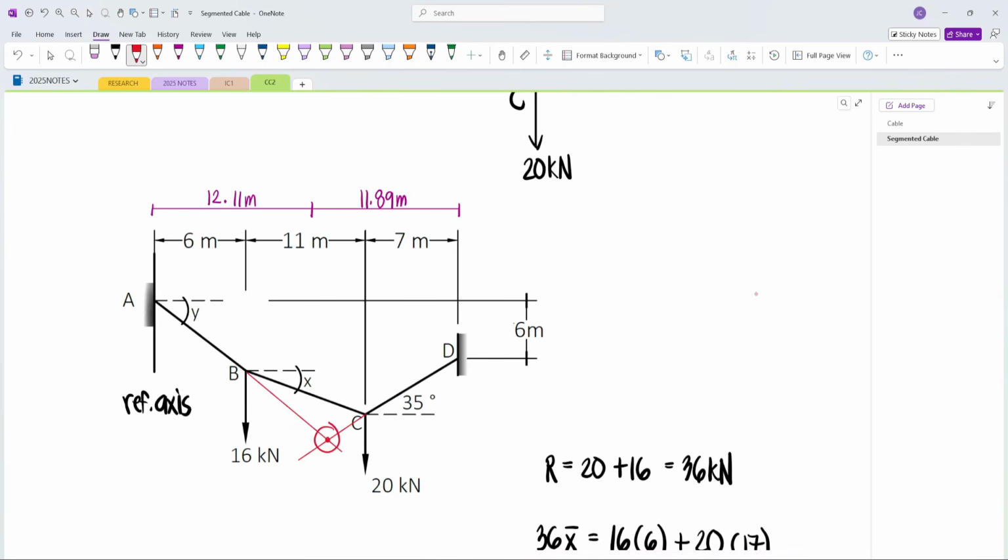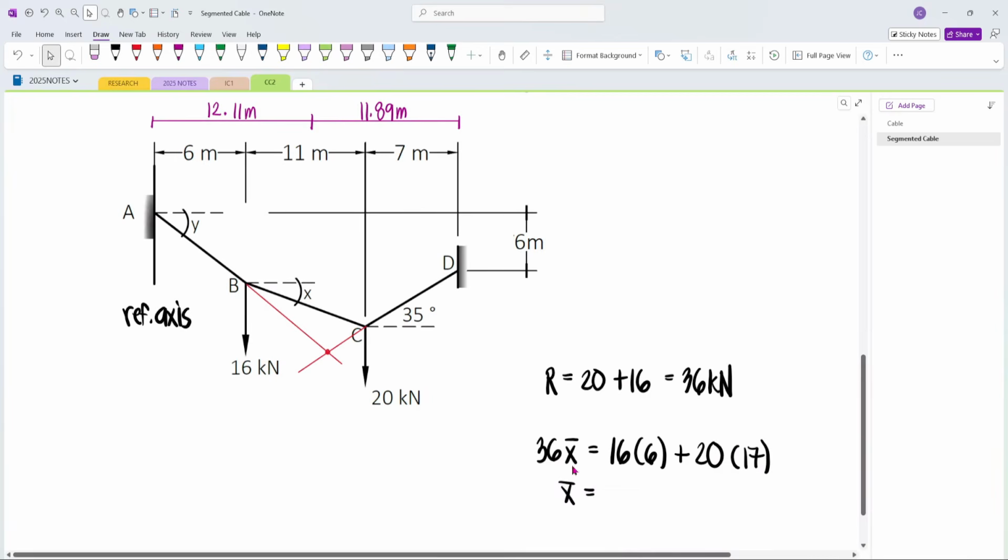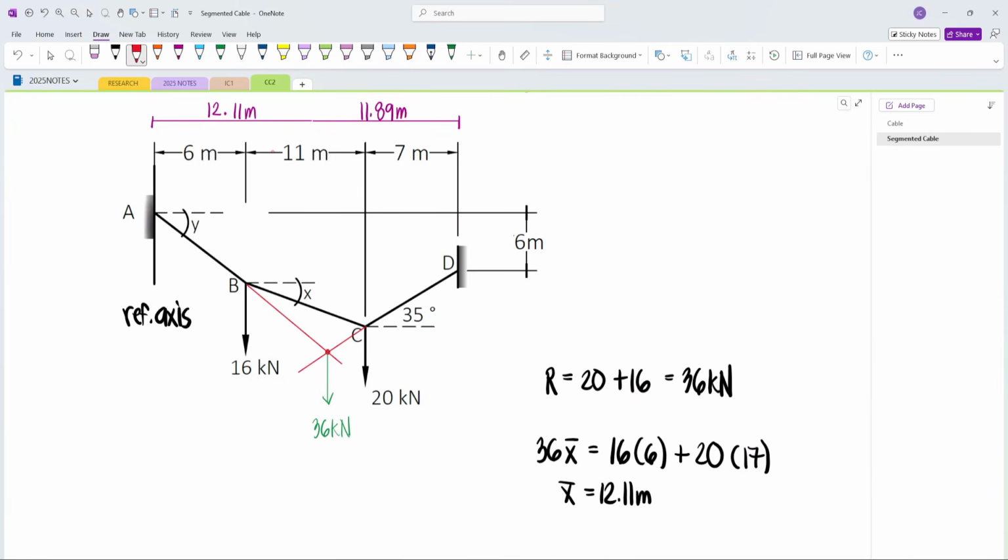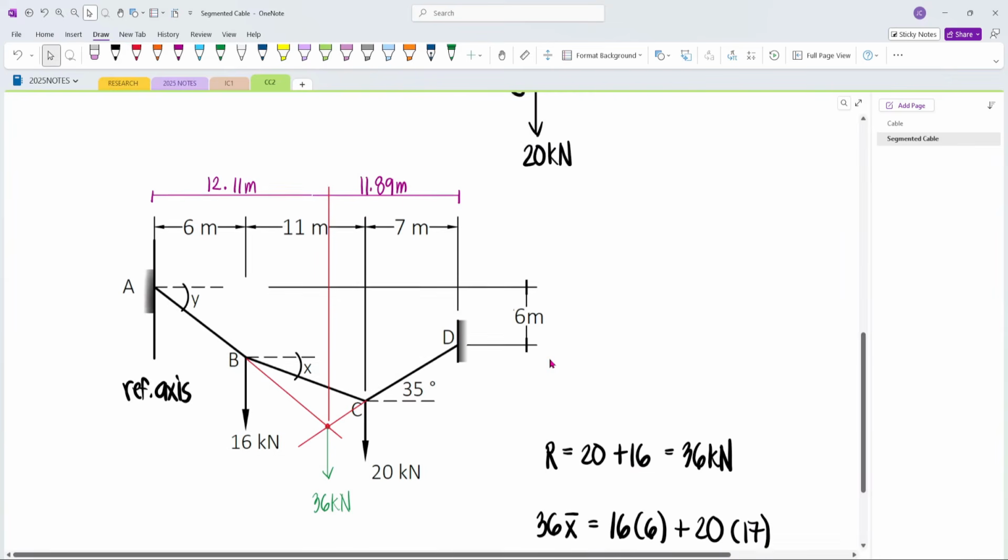Now, at this point, dyan mag-a-act yung resultant, which is 36 kilonewtons. Again, bar x is 12.11. Ayan, dyan mag-a-act yung resultant load. Ibahin natin yung kulay. 36 kN. And then this will act at a distance 12.11 from A. So, ito pala, move lang natin to. Ayan. Let us project a line from this point. Extend natin dyan. Ayan. Ito yung 12.11 meters. The remaining distance is 11.89 essentially.